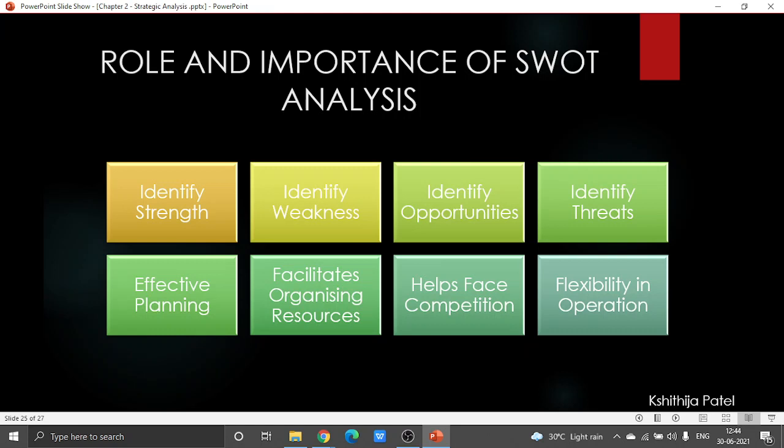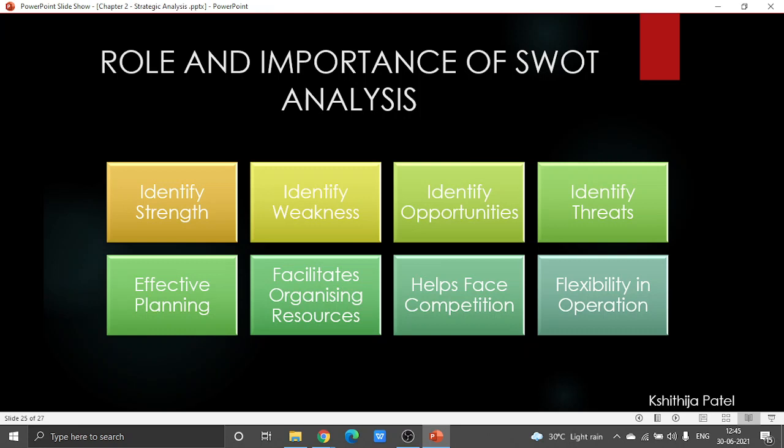Now, speaking about how it identifies strengths, the internal environment analysis identifies the strengths, which include the resources of the organization, whether physical, financial or human resources. When a company has superior technology in comparison to its competitors, that becomes a strength, and this can be identified by doing a SWOT analysis. Therefore, it is important that a business organization goes in for SWOT analysis.